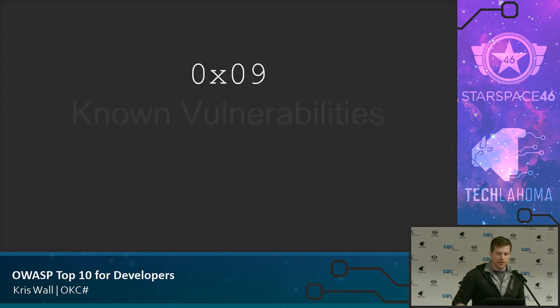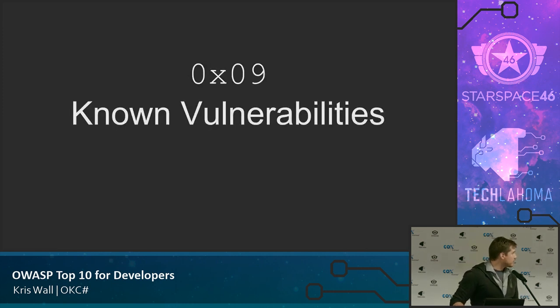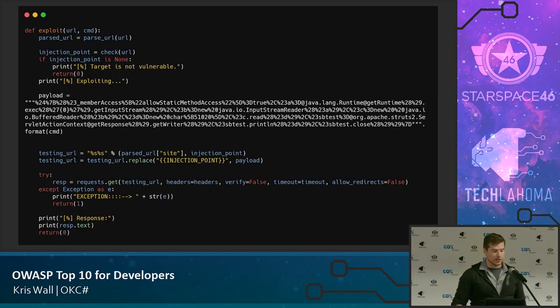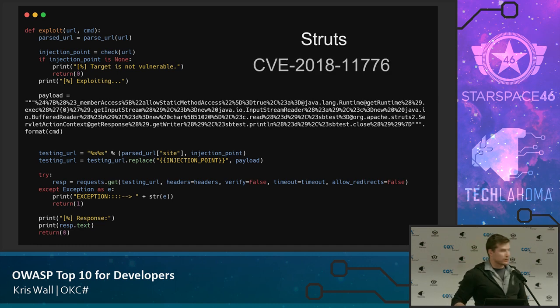All right, so that kind of brings us to another one. We were just talking about deserialization. Really, that falls under known vulnerabilities. So the easiest way to overcome this is to patch yourself. Does anybody know what this is? Just a hint, this is Java, and there's a payload right in the middle. Does anybody recognize this? Oh, it's a good old Struts vulnerability.